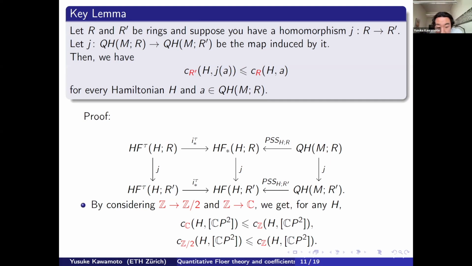And in our setting, we had two coefficients, Z over 2 and C. And in order to put them together, we want to consider Z, because there's a natural map going to both fields. For Z over 2, you can just consider the natural projection. And for C, you can just consider the natural embedding. And then by using the key lemma, we know that the spectral invariant for C is smaller than the spectral invariant for Z, and same for Z over 2.